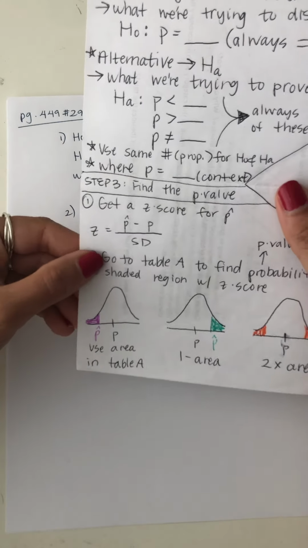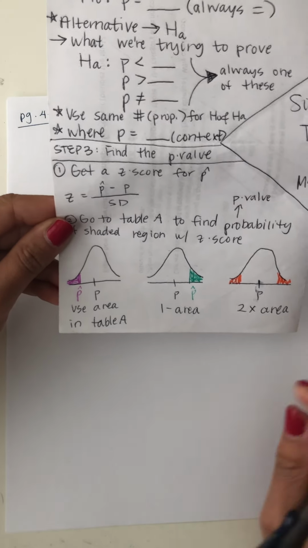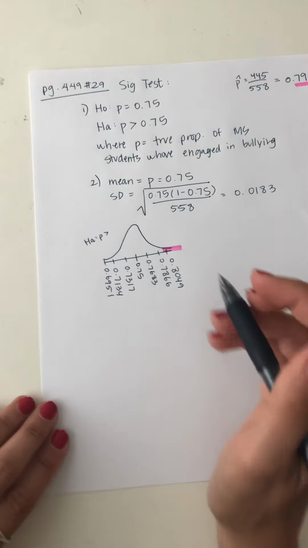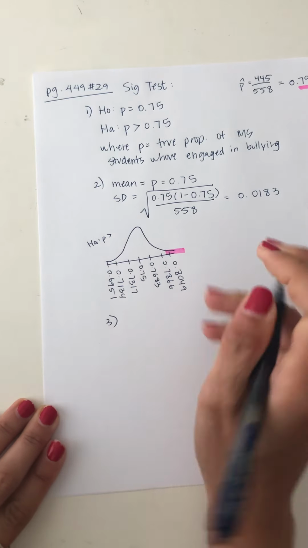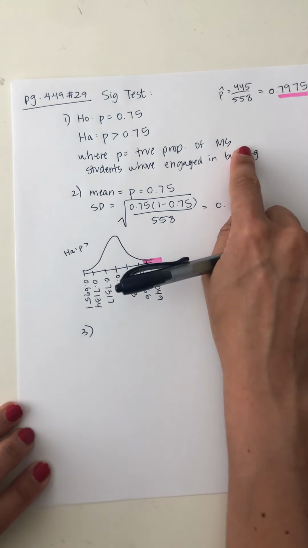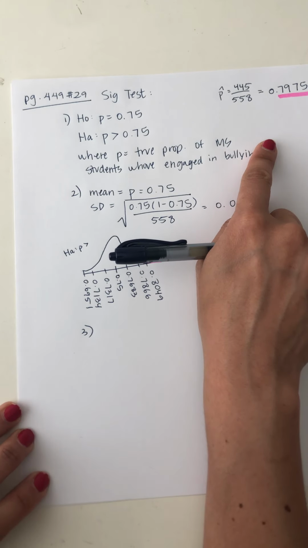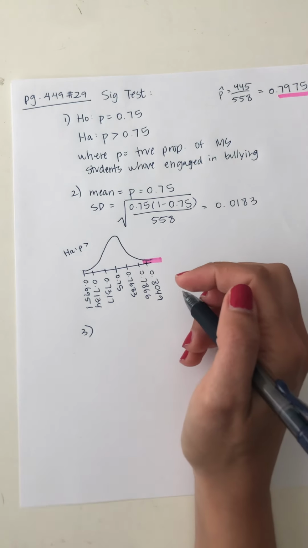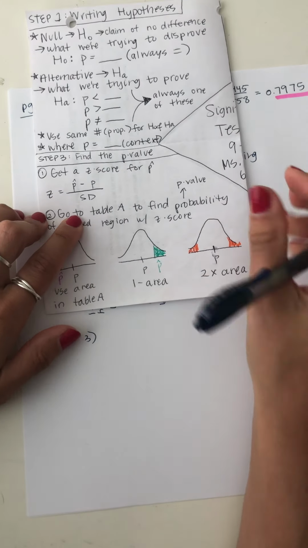Now we're going to move on to step 3. We're going to get a z-score and go to table A to get our p-value. We're going to find the probability of that happening. What is the probability of this happening in real life? That's what we're finding. So step 3, get a z-score.